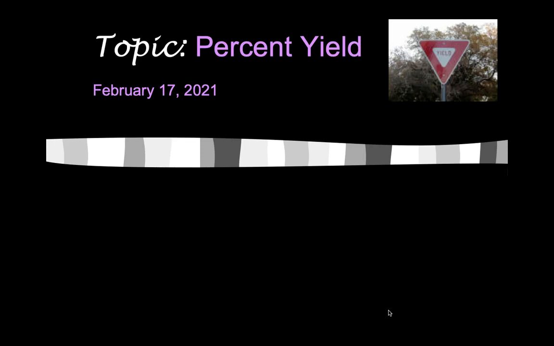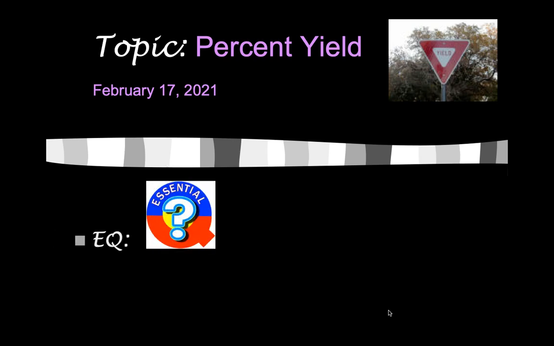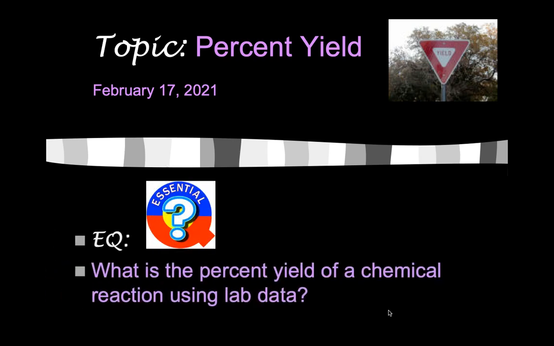Hello, and welcome to another chemistry topic together as we continue to learn more about the mole and limiting reactants and stoichiometry and all those kinds of things wrapped together in today's topic called percent yield. Go ahead and set up your focus note page. Our essential question is, what is the percent yield of a chemical reaction using lab data?